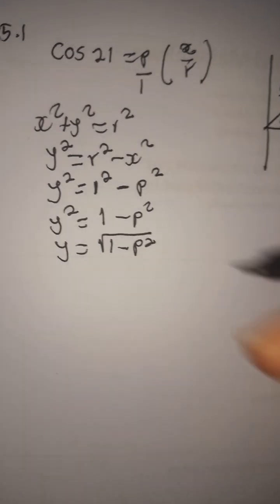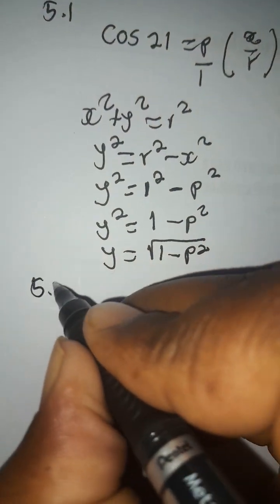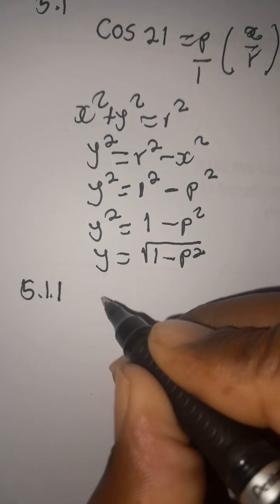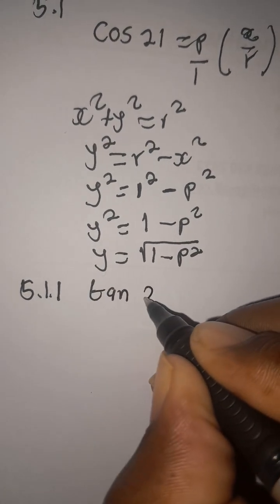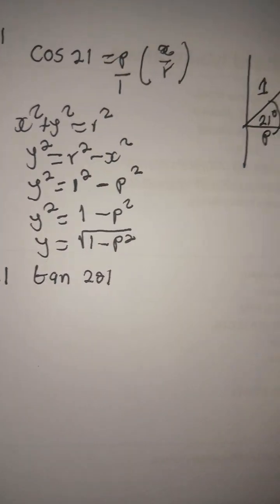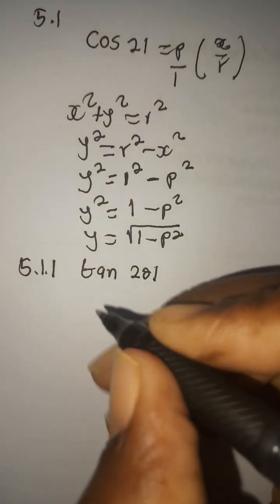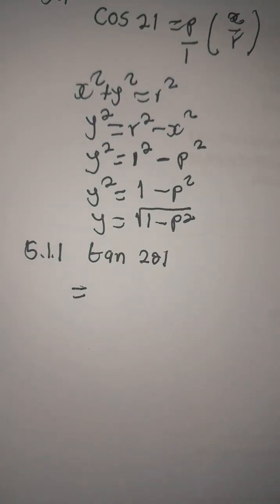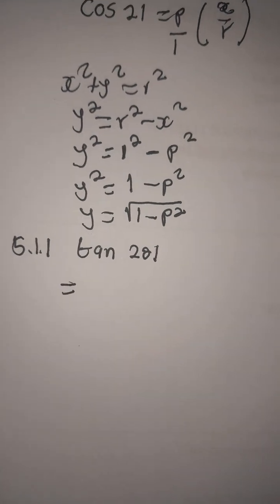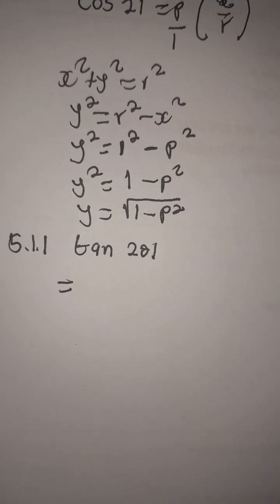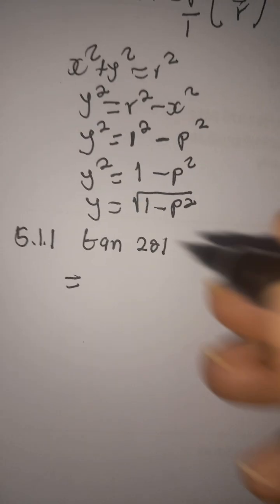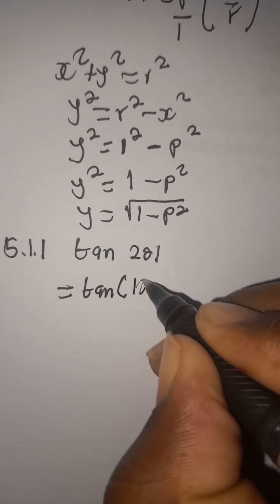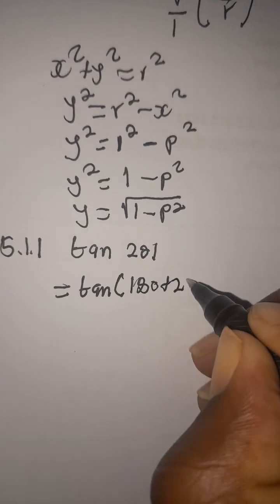But we haven't answered our question. Our question was to determine, in terms of p, tan 201. But it was necessary to do the previous step before you can answer such a question. It's a must to do that, right? So we need to reduce tan 201. Let's subtract 180 from 201. That will be 21. So it will be 180 plus 21, which gives you 201.